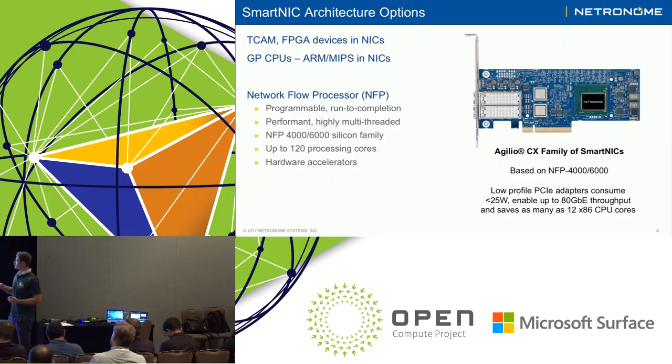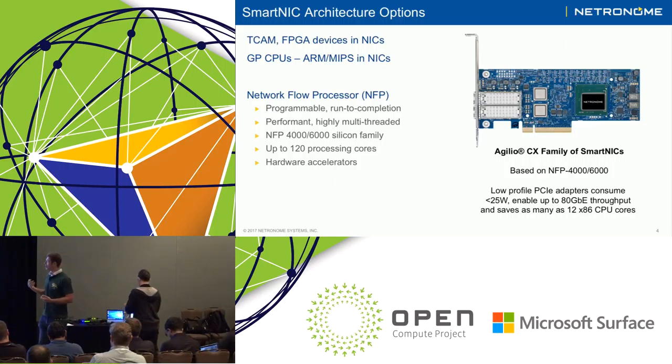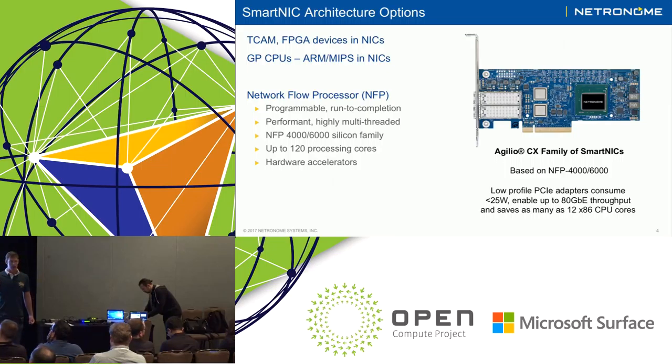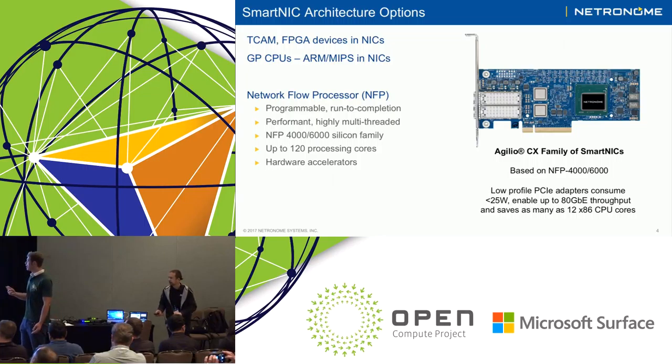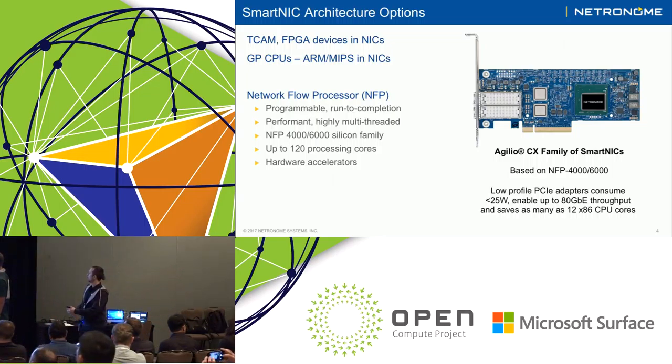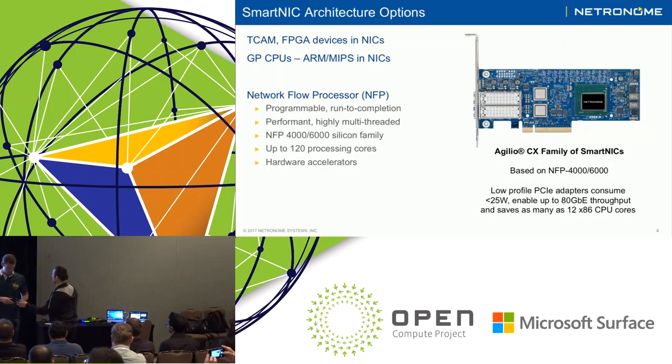So just to give you an example of what kind of architecture options there are out there, you've obviously got the TCAMs and FPGAs, and then you've also got ARM and MIPS CPUs which get used. What we have in our use case is the network flow processor. The network flow processor is a programmable run-to-completion model chip, which is highly multi-threaded, so we've got eight threads per core, and we have between 72 and 120 cores on there. And these are fully programmable, so you program them in effectively what is C.